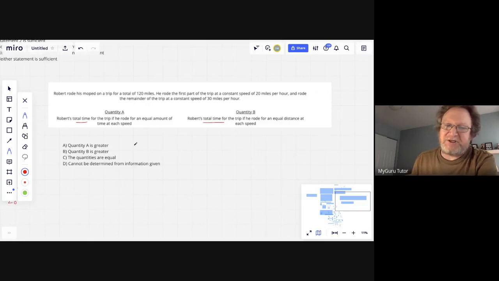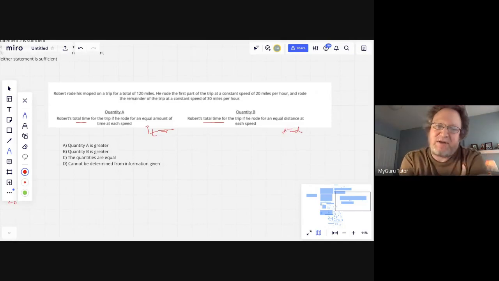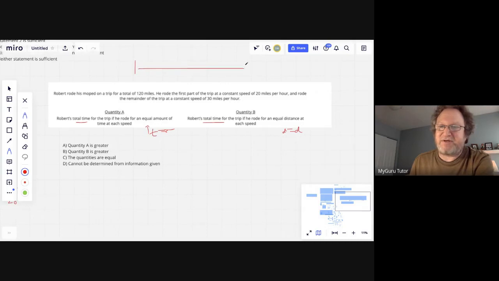But we're changing some variables. Here, if the times are equal, say t equals t, and here, if the distances are equal, distance equals distance. So what do we got? If we're going to take the diagram approach, let's draw it out. So here's Robert. Here's a 120-mile trip.